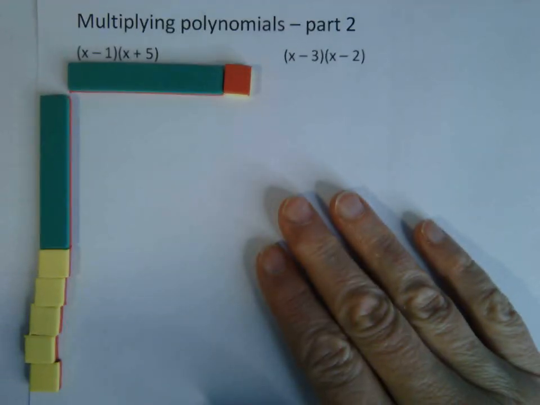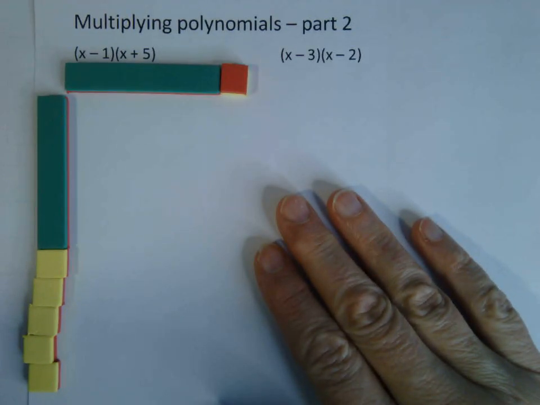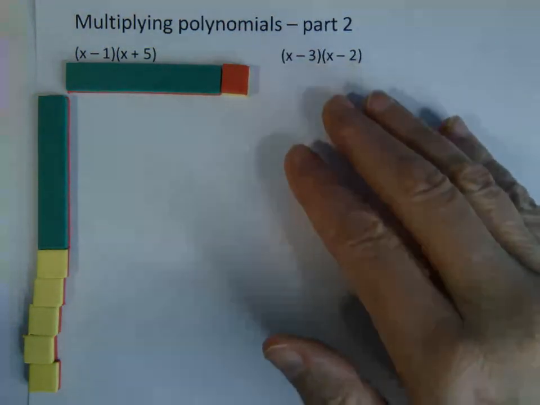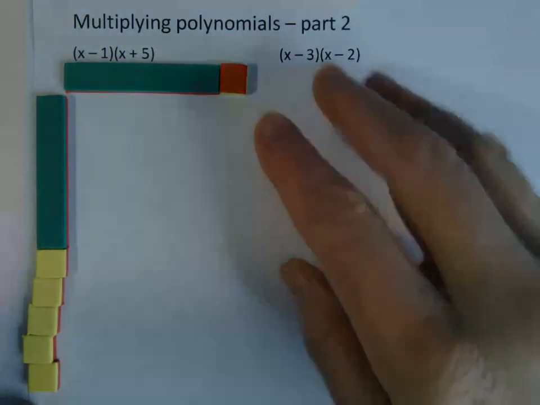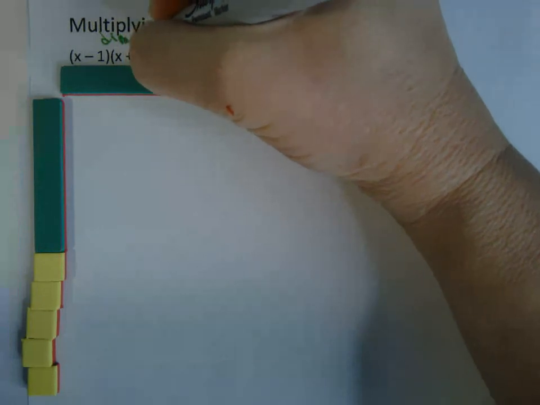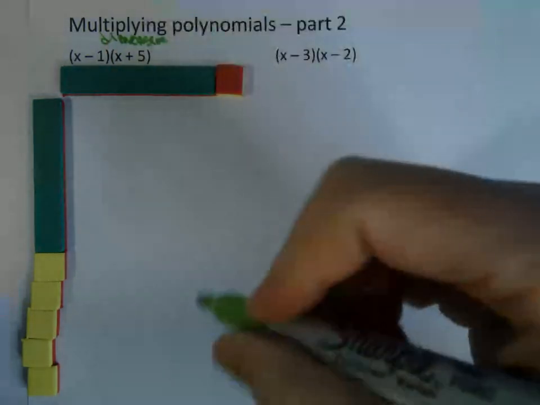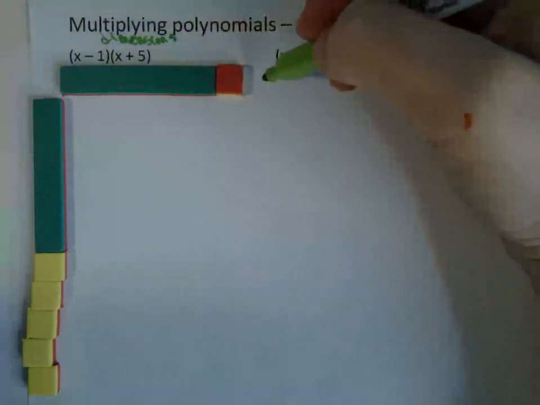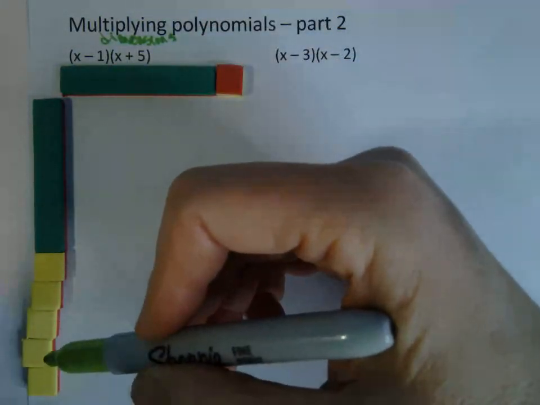Hello, this micro training is on multiplying polynomials part 2. So we're getting into some negatives here. This is a little bit more challenging, but we can do it. So we still want to think about the x minus 1 and the x plus 5 as the dimensions of the array that we are trying to figure out the area of. So it's x minus 1 wide and x plus 5 high.